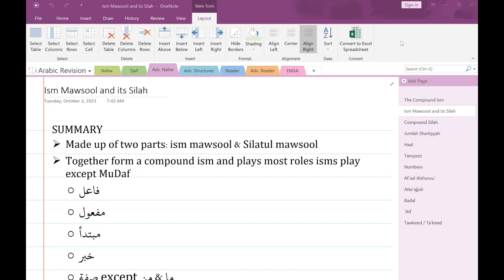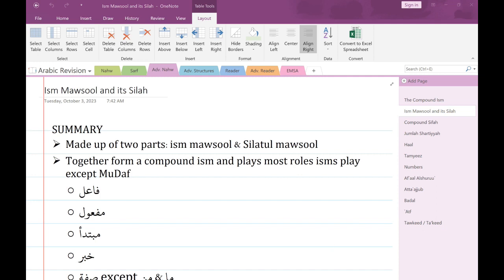We're continuing off with advanced Nahu from the Bayina Arabic course. But before we continue off with Ism Mawsool and its Silah, that's our next topic. Last week we had done compound Ism, which is also known as Masdar Mu'awwal. There's one slight pending issue that I wanted us to discuss before we move on to Ism Mawsool.